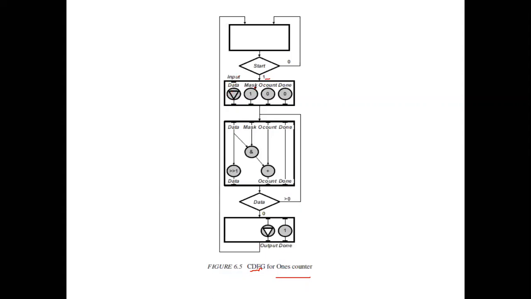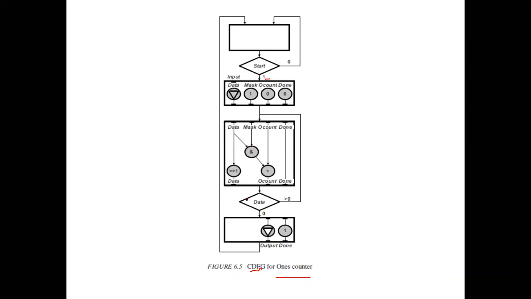Next is the mask variable. Mask is initialized as 1, output count is initialized as 0, and done signal is initialized as 0. That means once this block is over, data equals input, mask equals 1, output count equals 0, and done signal is 0. Is it clear? Yes, sir. The same thing we wrote in the C code has happened here. That means initialization has happened.